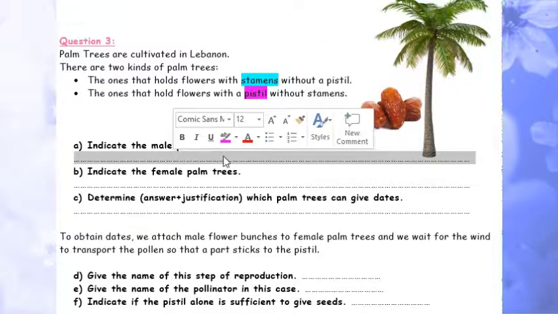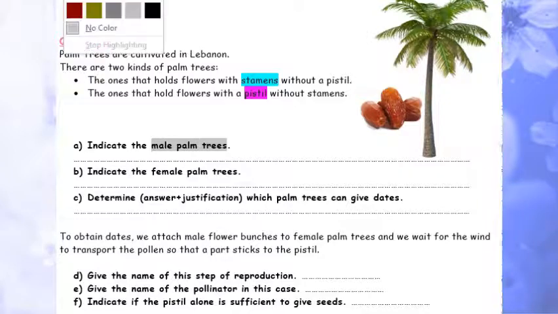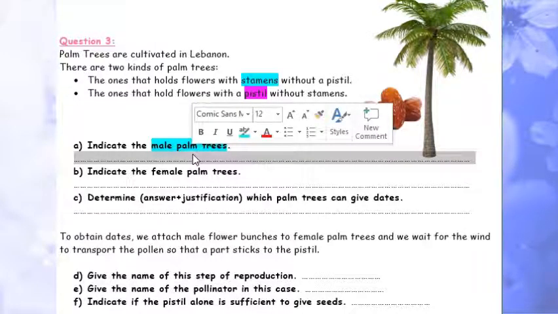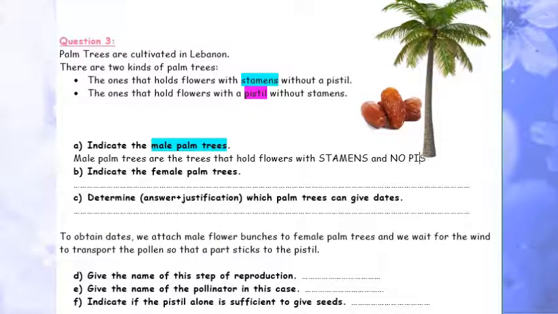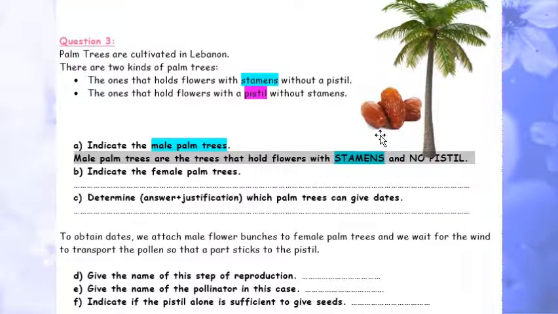Okay, which one is the male palm tree? I colored it in blue. Male palm trees are the trees that hold flowers with stamens and no pistil. So these trees hold flowers with stamens, and these flowers don't have a pistil.